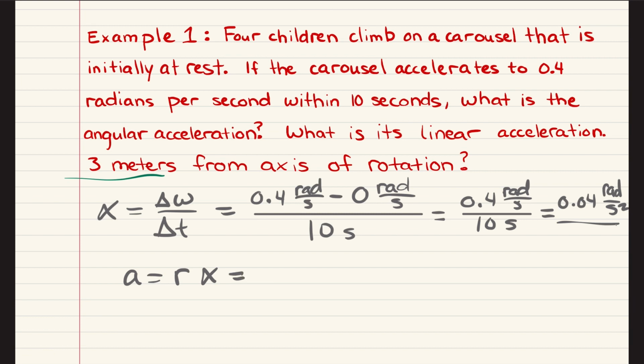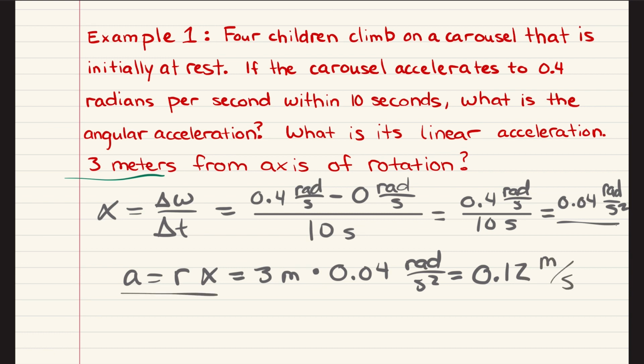So in this case, it's going to look like this: 3 meters times 0.04 radians per second squared. 0.04 times 3 should bring us to 0.12. And if you follow this relationship, you'll end up with meters per second squared. So the end of that carousel, 3 meters from the center, is going to experience an actual linear acceleration of 0.12 meters per second squared as that carousel accelerates.